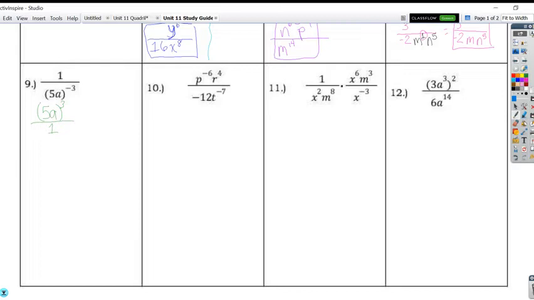Now remember, every factor that's inside of that set of parentheses with the base is being raised to that third power. So we just need to know what 5 to the third is. That's 125, a to the third.